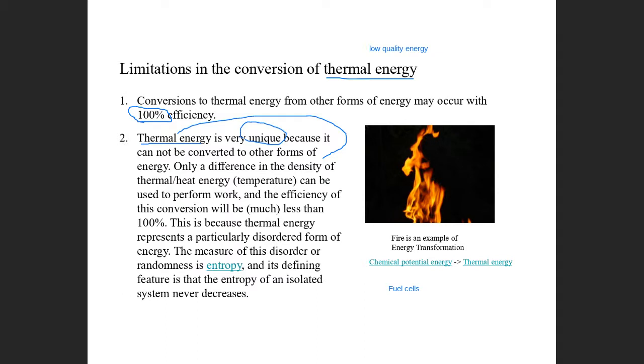This is because thermal energy represents a disordered form of energy due to the temperature. Thermal energy is mainly due to the temperature difference. The measure of this disorder, in fact, is the entropy. So it's difficult to convert thermal energy to other forms of energy with high efficiency. Usually, the conversion efficiency is low. To measure the disorder is called entropy. We will spend one lecture to introduce entropy. For a system, usually an isolated system, the entropy will only increase.